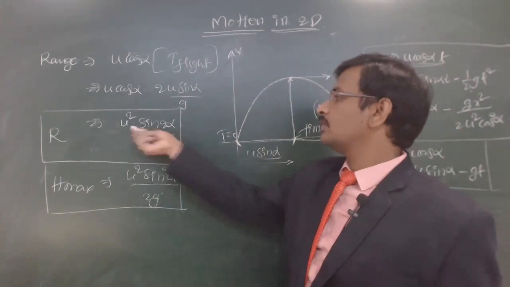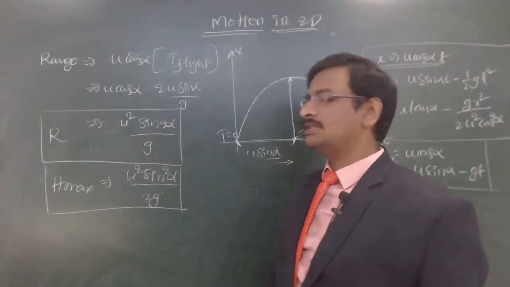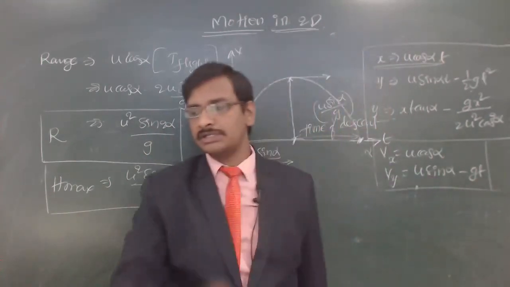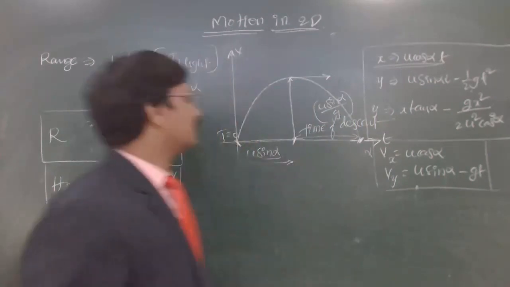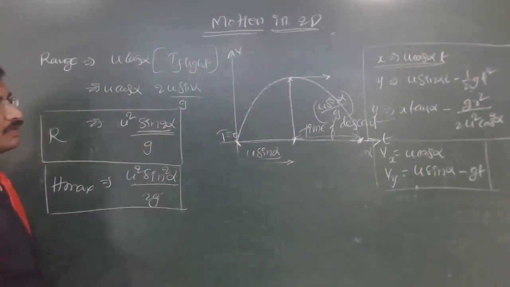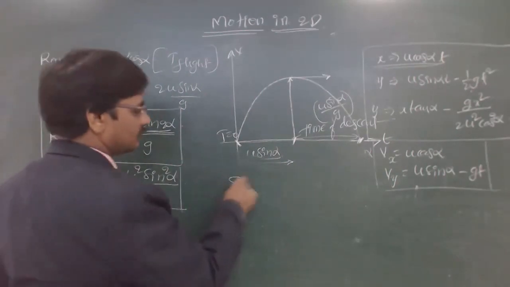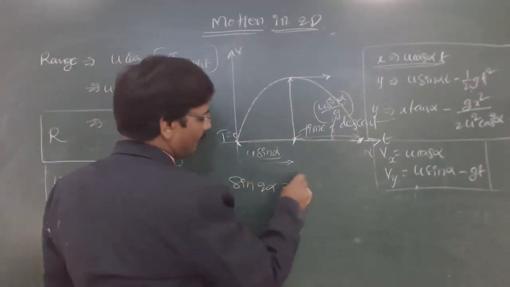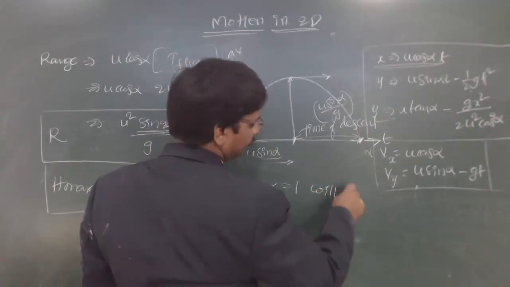Now here u square sine 2 alpha by g, if I wanted to throw a longer distance, then the maximum distance I can achieve only with sine 2 alpha equal to 1. So hence sine 2 alpha equal to 1 will give the maximum range.